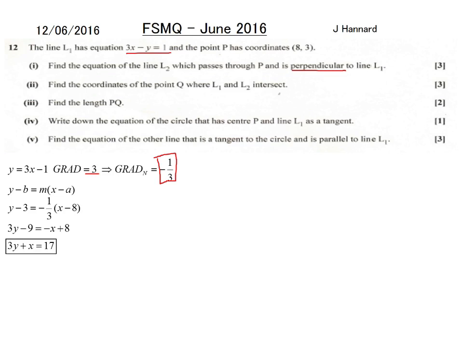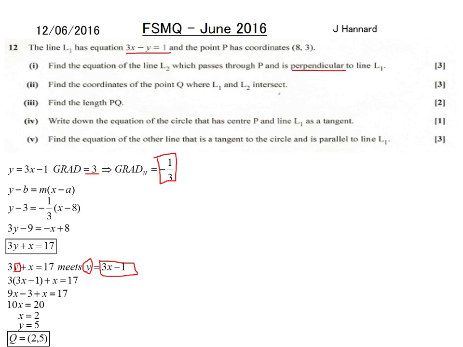Part 2, find the coordinates of the point Q where L1 and L2 intersect. So we've got that. Where we see a y here, we're going to paste in this 3x minus 1 for this y here, and we end up with that. Expanding, you end up with that. Tidying up, you end up with that. Puts a big smile on your face because that's nice. And x equals 2. Putting that back through any equation that you want, y is 5. Therefore Q is (2, 5).